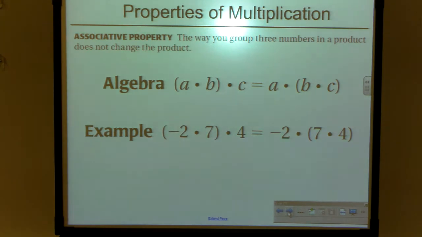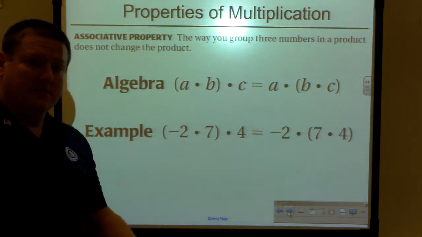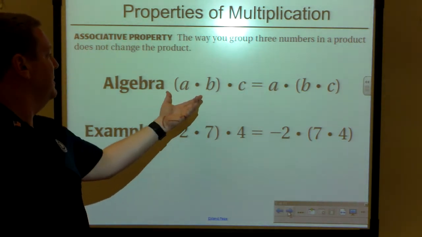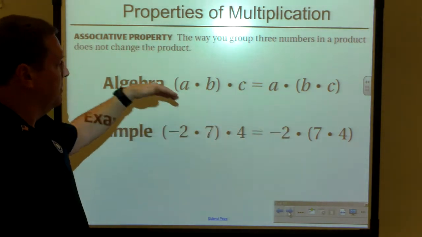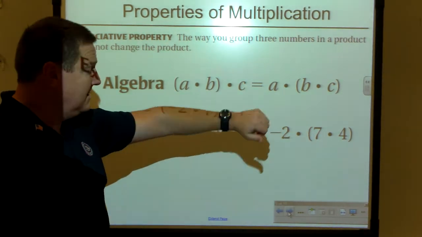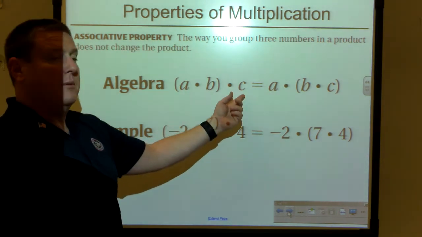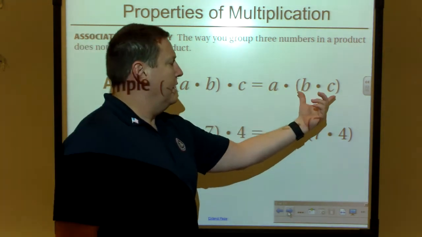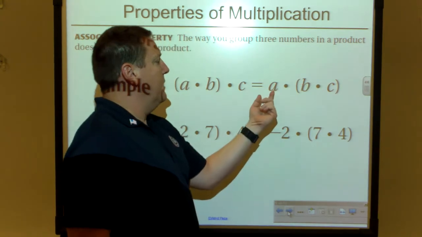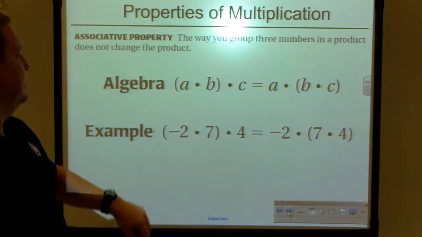The next one is called the associative property. Addition has an associative property also, so that just means I can group them in any order we want. Normally we go left to right, as PEMDAS tells us to do. So we can do A times B first, then come and multiply by C. Or I can regroup B times C and then come back and multiply by A. That's called the associative property.